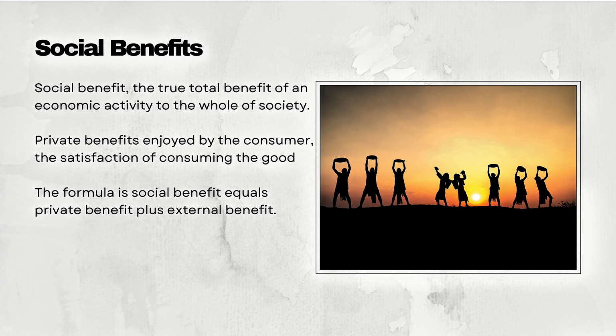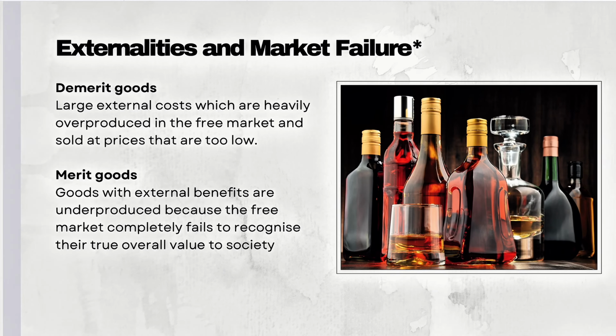And in the case of social benefits, these are the true total benefits of an economic activity to the whole of society. Private benefits in the case of the consumer are the enjoyment or the satisfaction of consuming a good, or in the case of production, the profits made by the firm. And the formula for social benefits is the private benefit plus the external benefits.